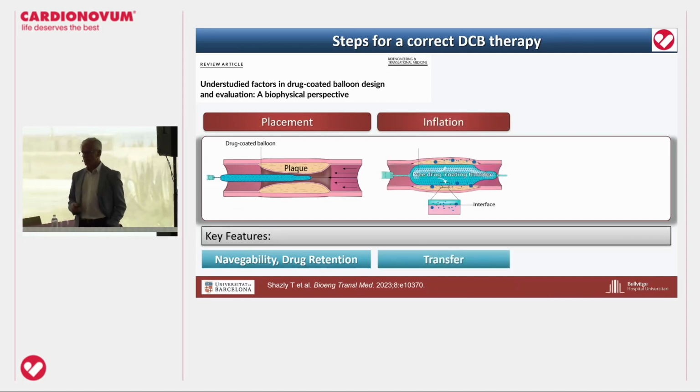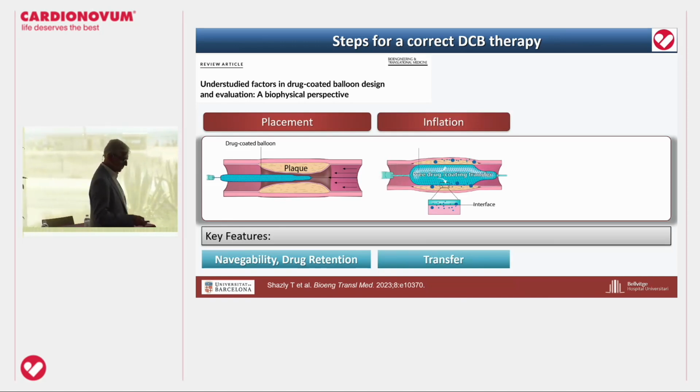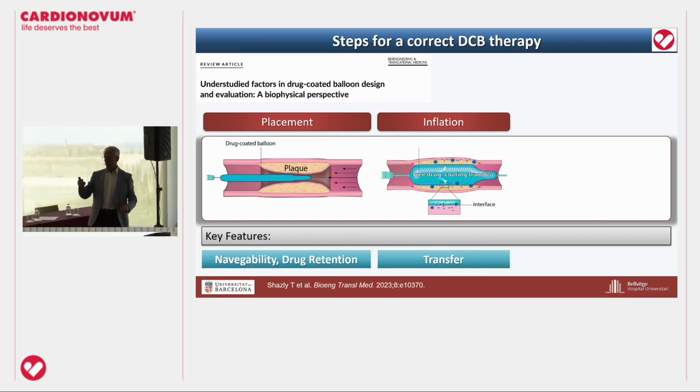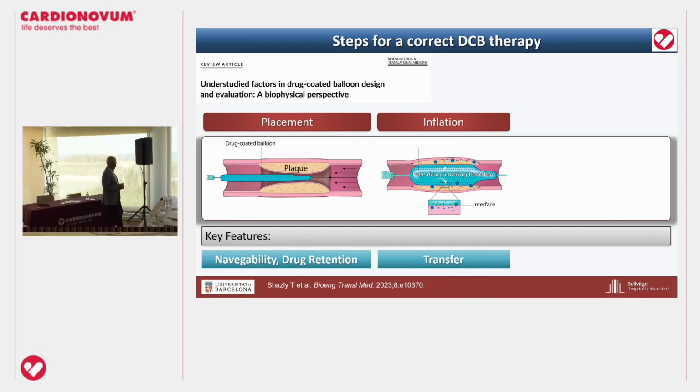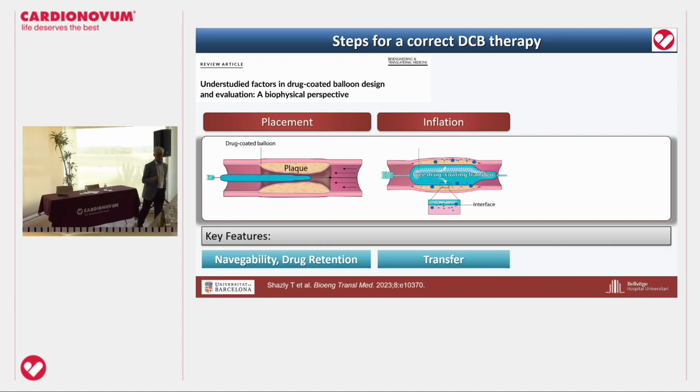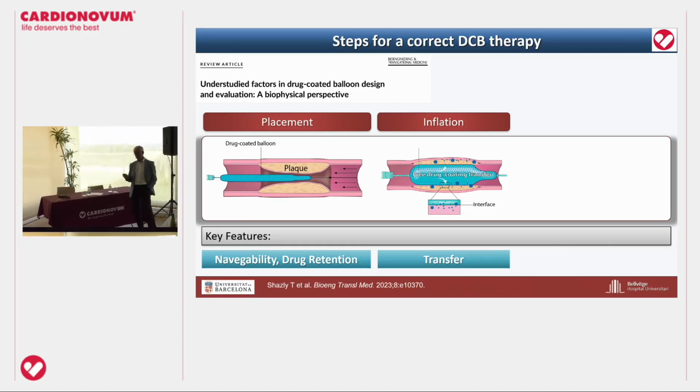The second step is the inflation of the balloon. This is very important, because you need as much contact as you can with the plaque or the arterial wall, so the drug goes from the balloon to the vessel wall. This transfer has to be as good as possible, because then we can use a lower dose of paclitaxel, sirolimus or other limus, avoiding the toxicity of increasing the dose on the balloon.